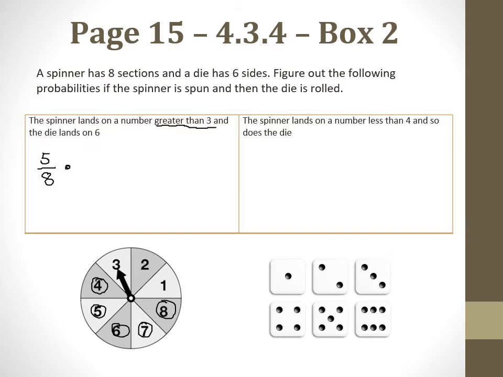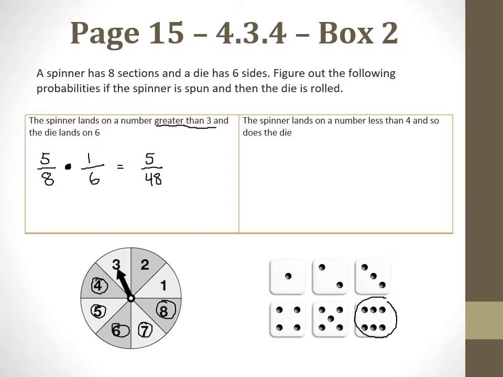And then this is an AND problem, so we're going to multiply that by the probability that the die lands on a 6. Well, the 6 is 1 out of the 6 faces of the die, so times 1 out of 6. And that gives us 5 times 1 is 5, 8 times 6 is 48. A 5 out of 48 probability.